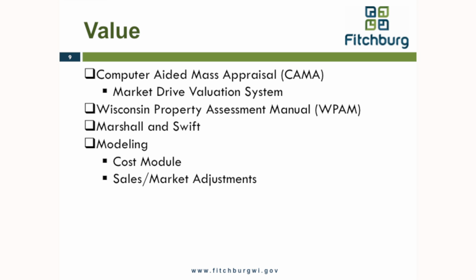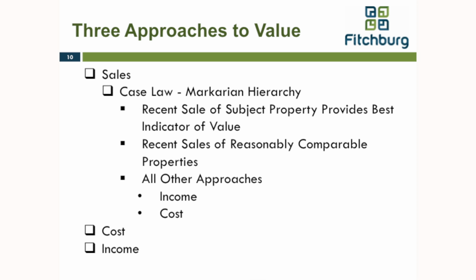Listing the property then moves into generating a value for that property. We use the tools within our system, and part of those tools are creating a cost model, and then we apply a market adjustment to that cost model to generate that final value for you. There are 3 approaches to value: the sales, cost, and income. For the sales approach, there's case law that says we need to use the recent sale of the subject property. If there's no recent sale, then we go to reasonably comparable properties. And if there are no reasonable comparable sales, then we apply the income or cost approach.